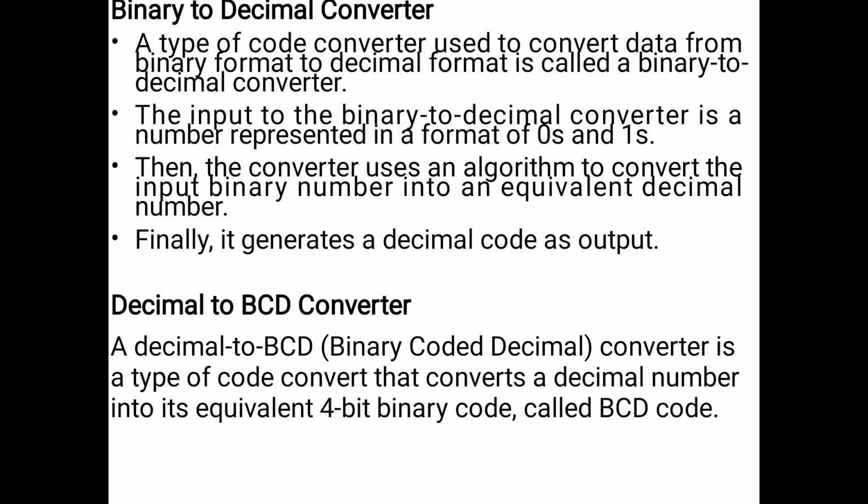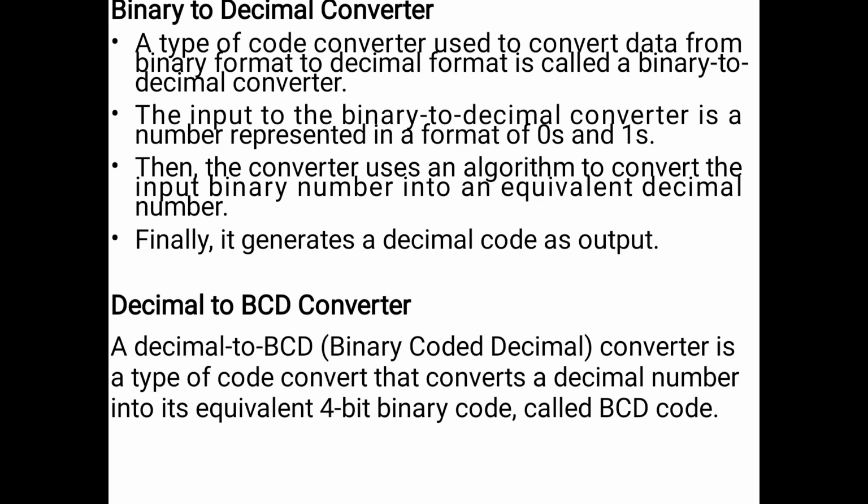Binary to decimal converter. A type of code converter that is used to convert data which is present in binary format to decimal format is called a binary to decimal converter. The input to the binary to decimal converter is a number that is represented in the format of zeros and ones. Then the converter uses an algorithm to convert the input binary number into an equivalent decimal number. Finally, it generates a decimal code as output.